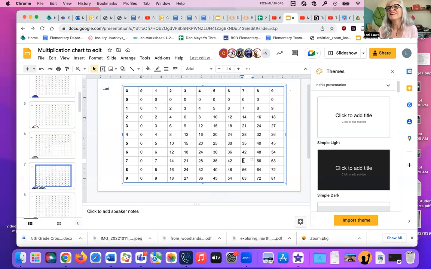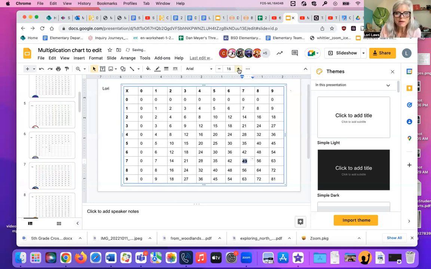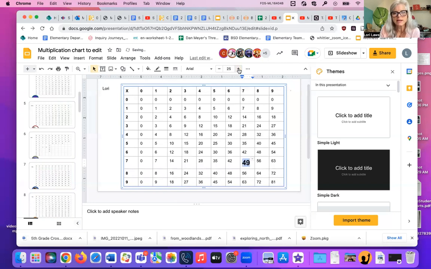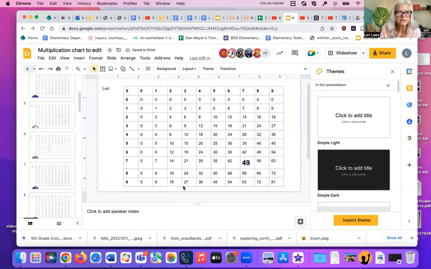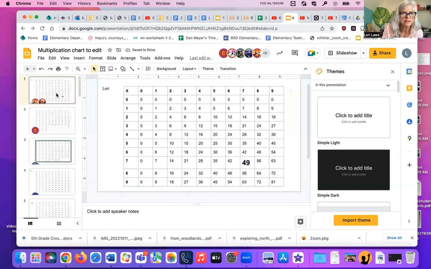Does anybody know? 49. 49. Yep. This is the only hard math fact, friends. It's the only one that is hard. So that's the one you have to learn. There's your hard memorization. You have to memorize 7 times 7 is 49. The rest of it you can kind of figure out.